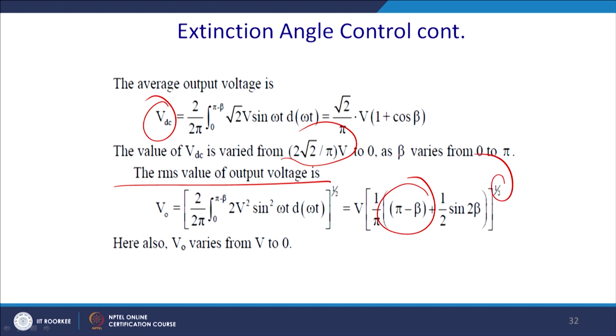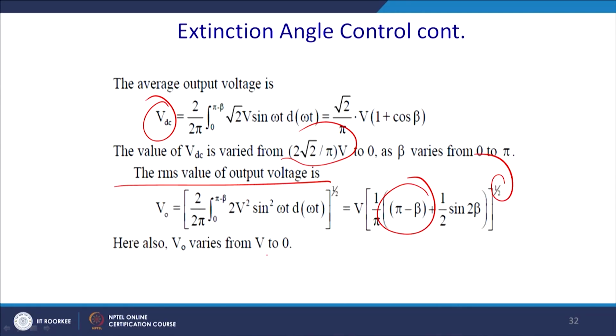Again, you will have a double frequency ripple and all those things. So, this will be the value, and V0 also varies. You can choose beta equal to pi, and then this value becomes 0. So, similarly this value also can vary from V to 0.